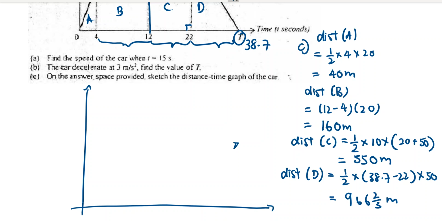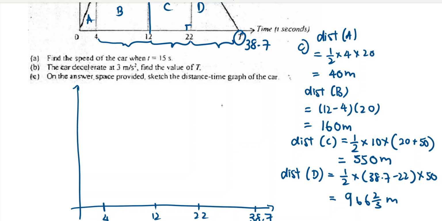Okay, so first let's label. Number one, so when I draw the distance time graph, I try to correspond it with the graph that I have on top. Can you see the axes are corresponding? Now the time is 4, 12, 22 followed by 38.7. Next I have to label the distance. For the first part in A, what is the distance it traveled? It traveled 40 meter. Or rather we do not write meter here, we write here is time per second, here is distance per meter.